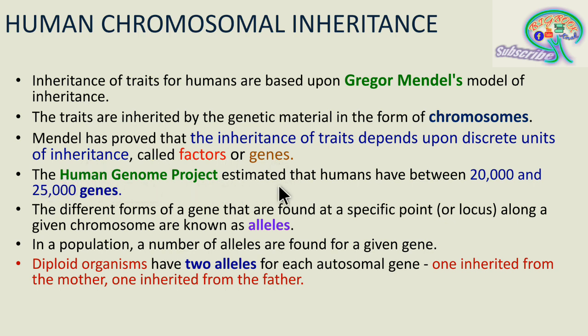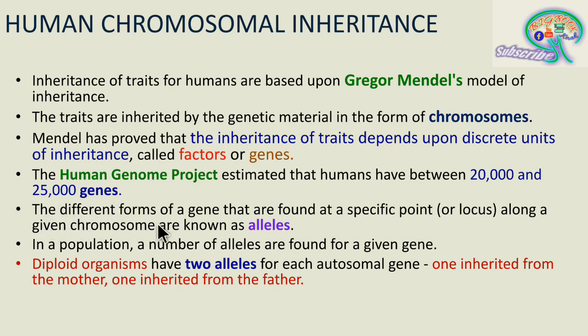The Human Genome Project estimated that humans have between 20,000 and 25,000 genes. These genes comprise qualitative kinds of inheritance, that is the biallelic form, dominant and recessive, multiple allelic forms of inheritance, and quantitative types of inheritance. So all three of these characterized groups are included in this number of 20,000 to 25,000 genes.